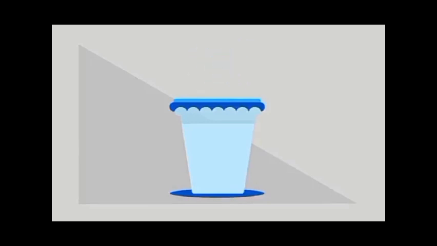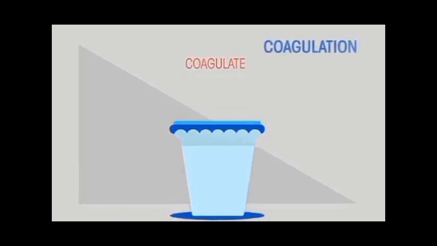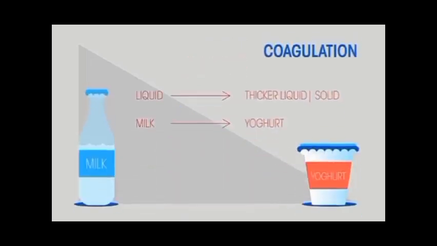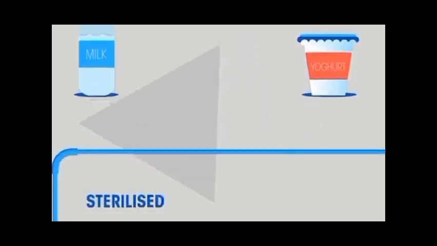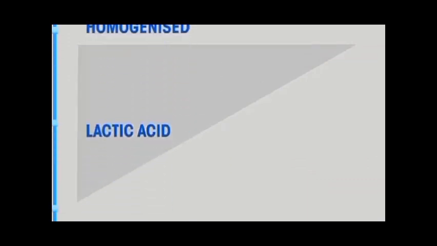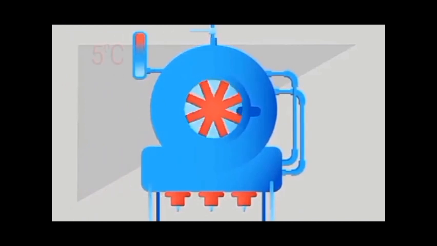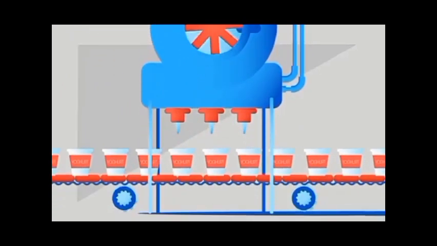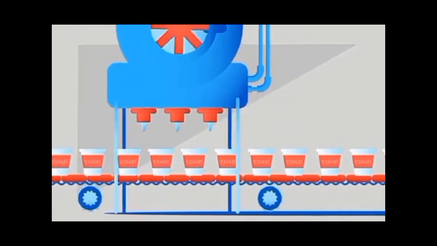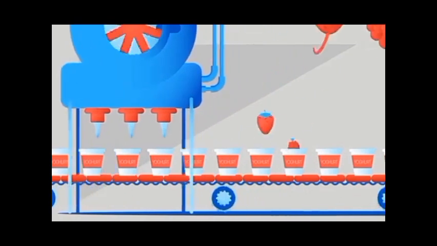The solidification happens because the proteins begin to coagulate. Coagulation is when something which is liquid turns into a more solid state. So we've sterilized our equipment, then pasteurized and homogenized the milk. Add lactic acid bacteria so fermentation happens and then coagulation. The mixture is now stirred and cooled to 5 degrees Celsius. And we've made natural unflavored yogurt. Add flavorings and fruit.